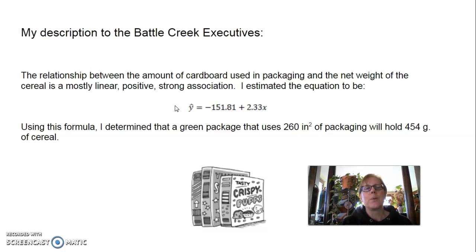Here's my formula. So I would give the executives my math. And then they wanted to know how much a 260-inch squared box would hold. And from my formula, it is 454 grams.